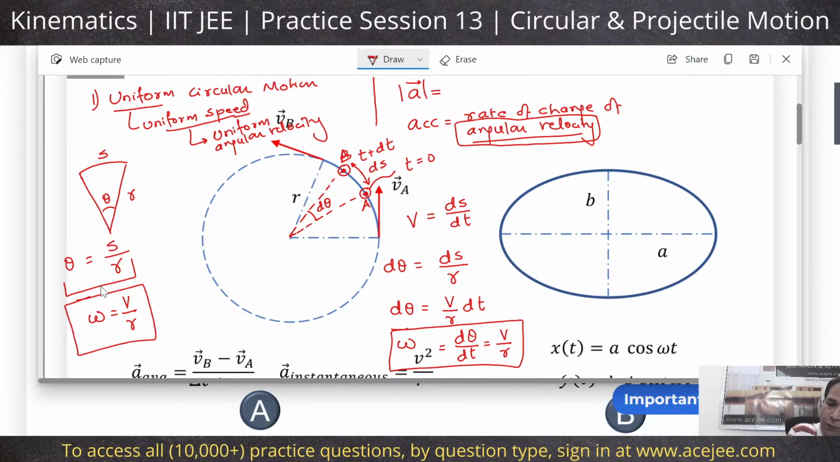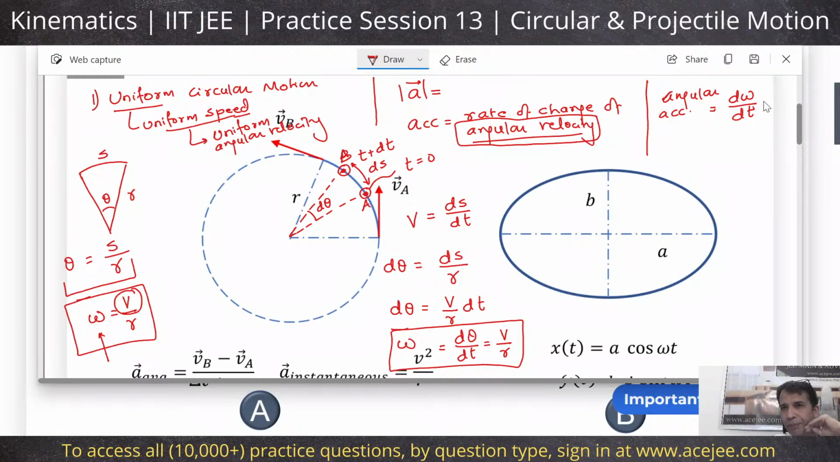So now v, we said, is constant. Speed is constant. The particle was moving around the circle at a constant speed. In other words, v is constant, which means omega must be constant. Now, what is angular acceleration? Angular acceleration is defined as the rate at which angular velocity is changing, d omega by dt.